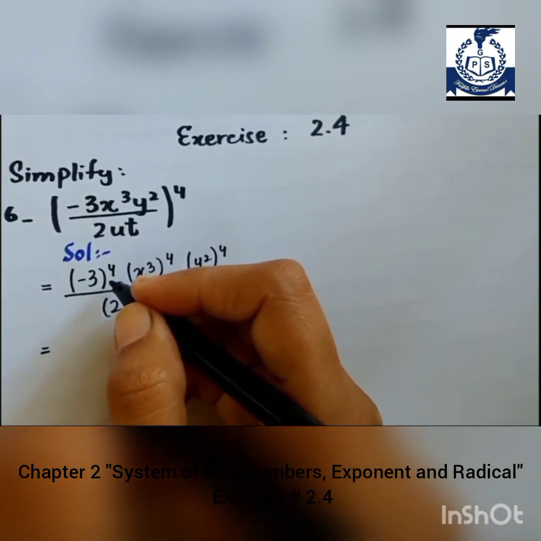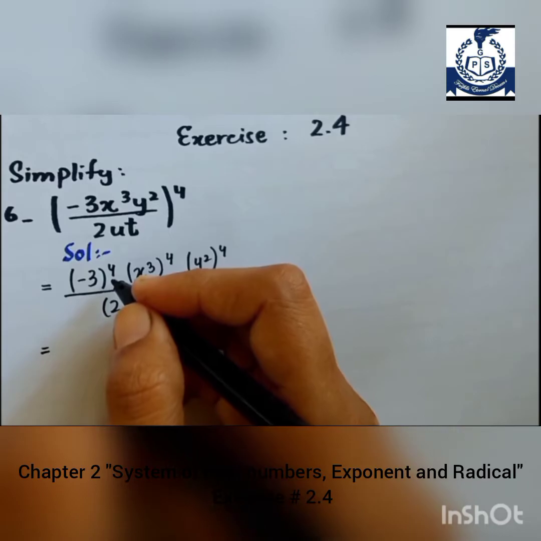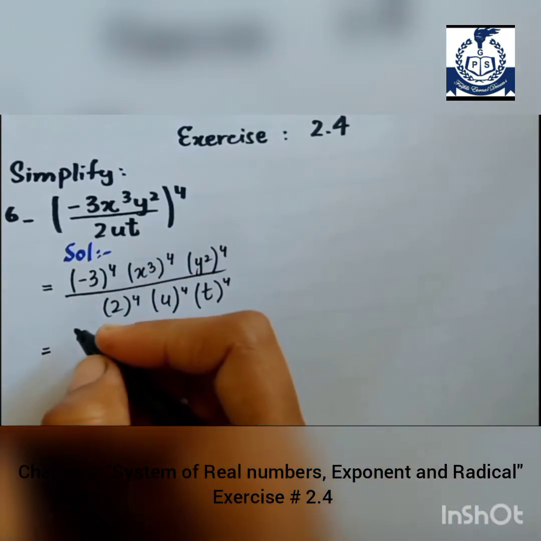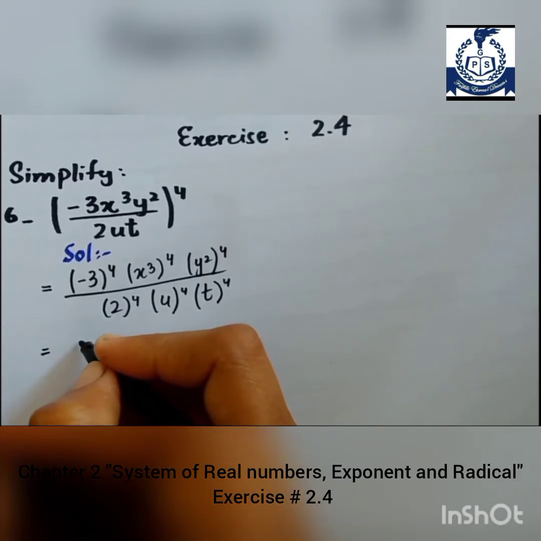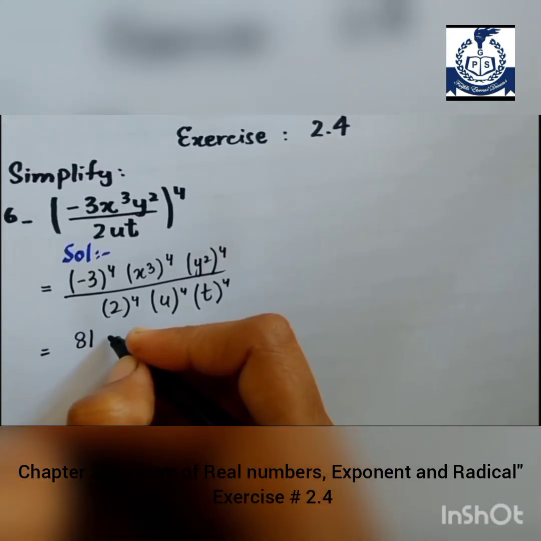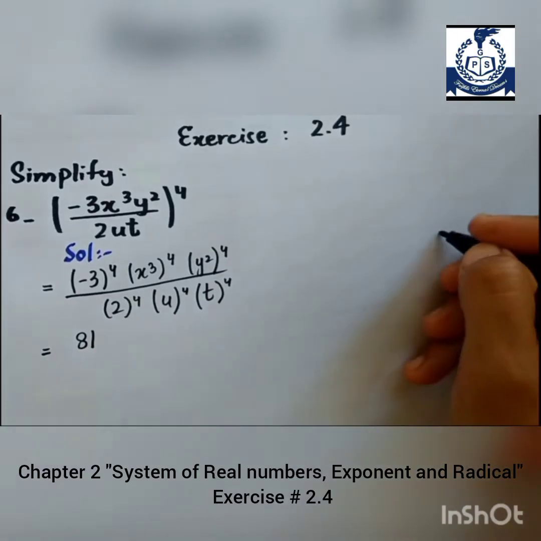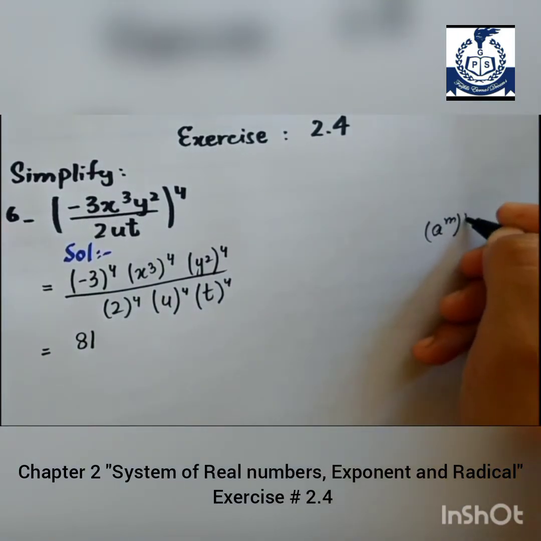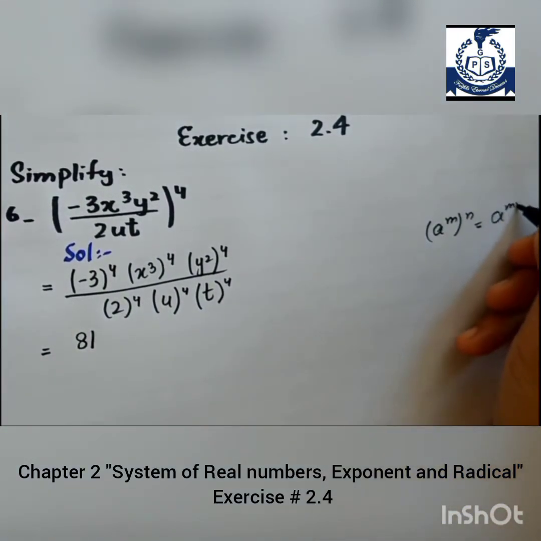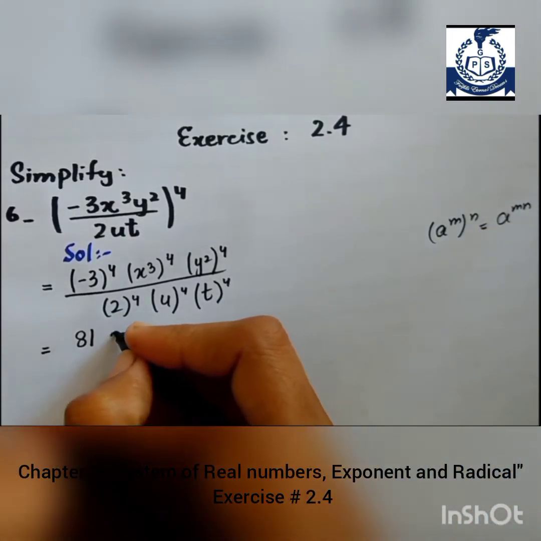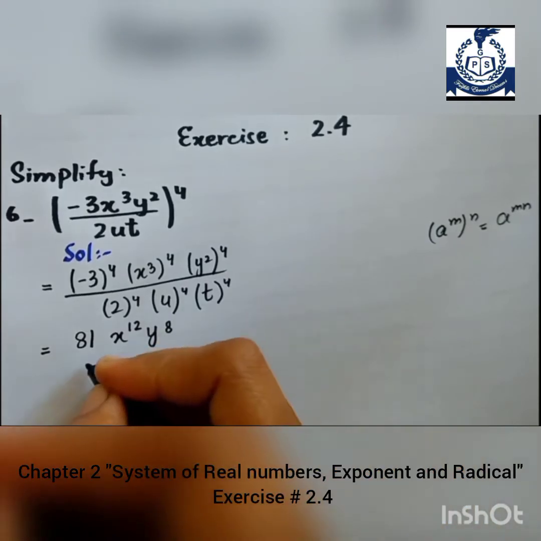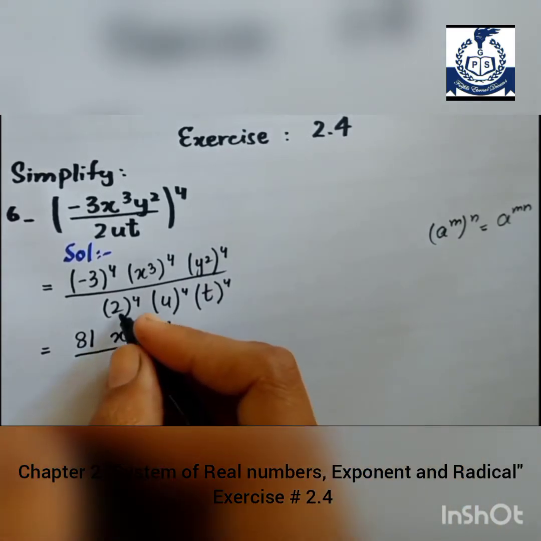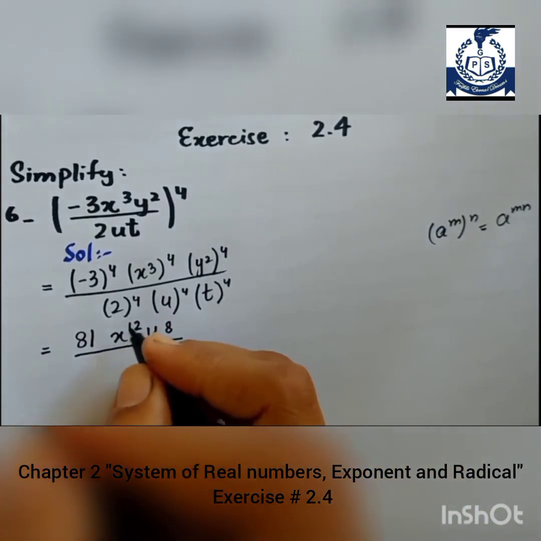Minus 3 has power 4, so we multiply minus 3 4 times, which is equal to 81. And x cube square: 3 4s are 12. Y 2 4s are 8. Y 8 divided by 2 has power 4, which is equal to 16.